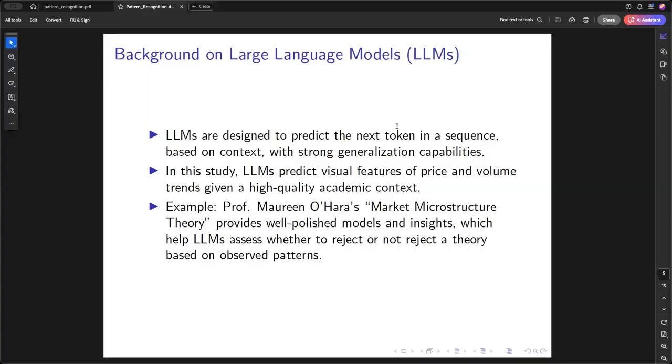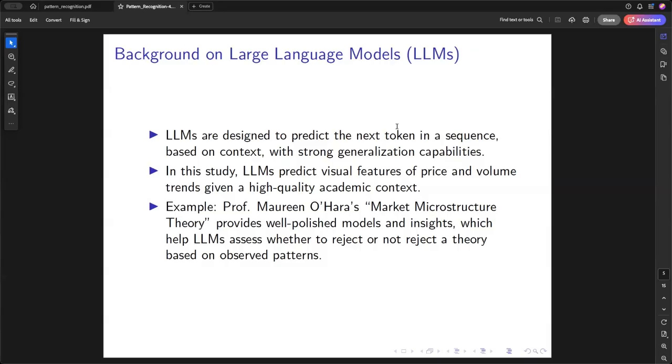Large language models are designed to predict the next token in a sequence based on the context. And they have very strong generalization capability. In my study, I used the large language model to predict the visual features of price and volumes given a high quality academic context.